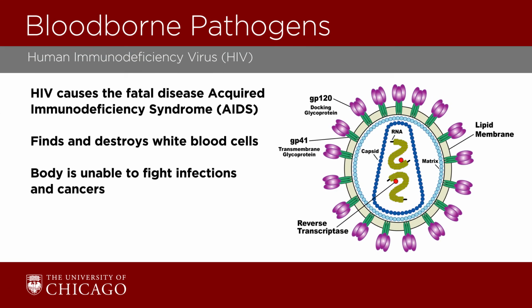Human immunodeficiency virus, HIV, causes the fatal disease acquired immunodeficiency syndrome, or AIDS. HIV is different than other viruses because it attacks the body's immune system. The virus works by finding and destroying white blood cells, which is the body's natural defense against disease. HIV progressively destroys the body's ability to fight off infections and certain cancers.